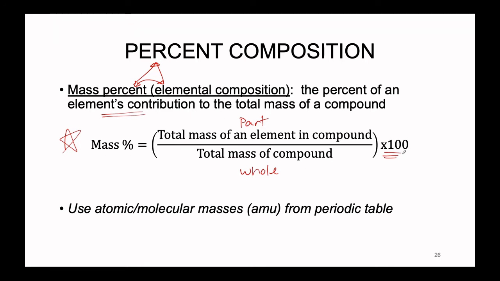Now, in order to determine the total mass of an element inside of a compound or the total mass of the compound, we are going to be using the atomic or molecular masses in units of AMU from the periodic table. So we're going to return to using the periodic table in all of its useful glory in order to predict what mass percentages are for certain compounds.